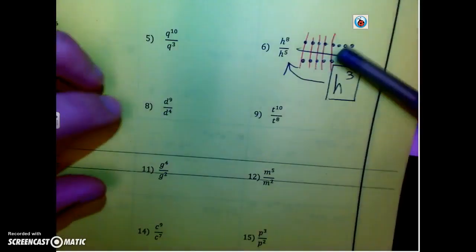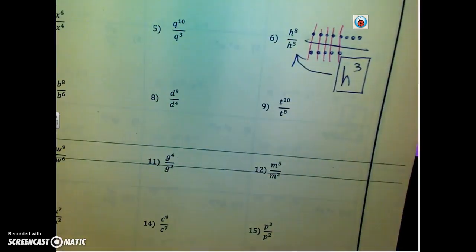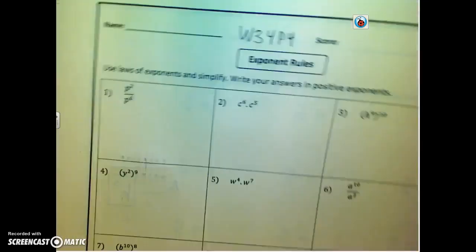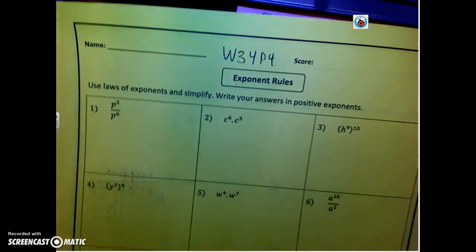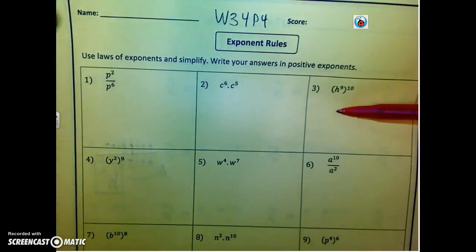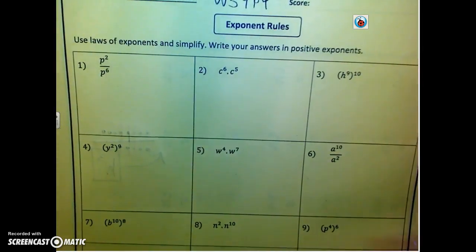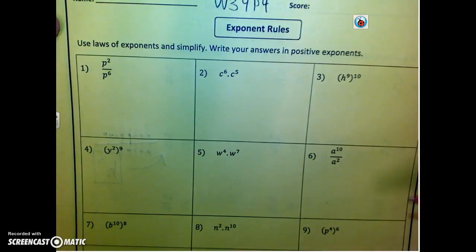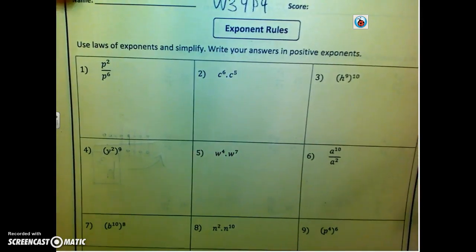Alright, so all of these, you don't have to draw out the picture, just use large exponent minus small. Alright, so this page here is a mix. You'll notice some quotient rule, some product rule, some power rule, all mixed in here. So be on the lookout for all the different rules we've seen so far, mixed up a little bit.